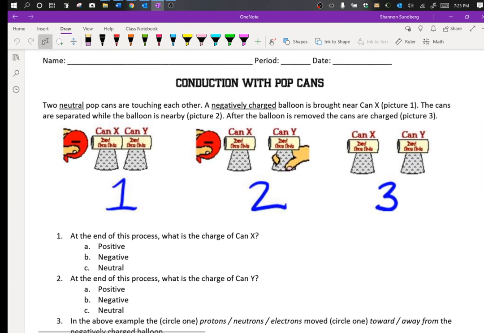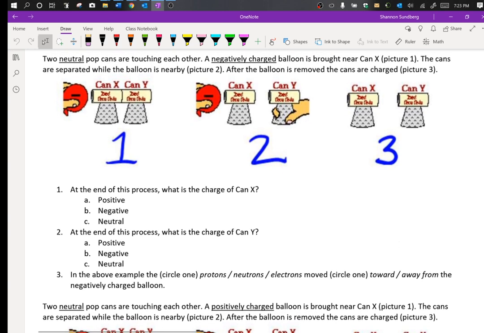It says, two neutral pop cans are touching each other. A negatively charged balloon is brought near can X, which is picture 1. The cans are separated while the balloon is nearby, so picture 2. And after the balloon is removed, the cans are charged, picture 3. So we have to figure out at the end of the process, what's the charge of can X, what's the charge of can Y, and what's going on with the subatomic particles.